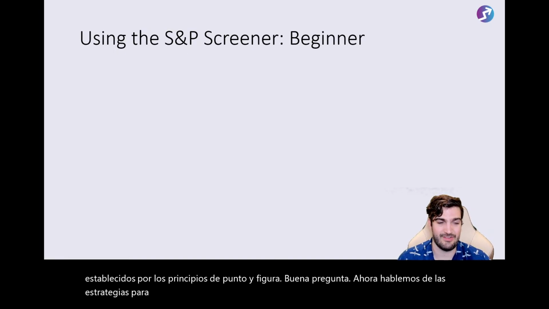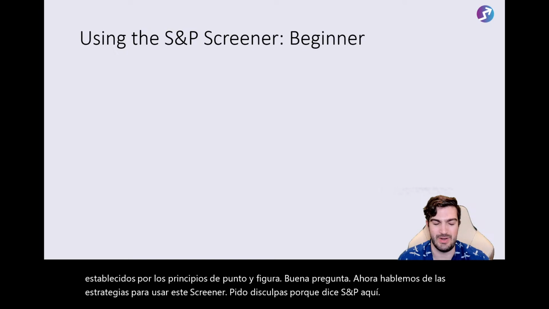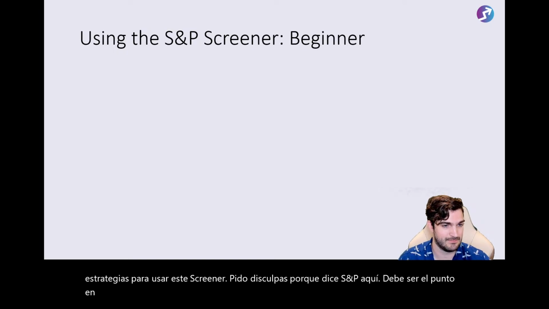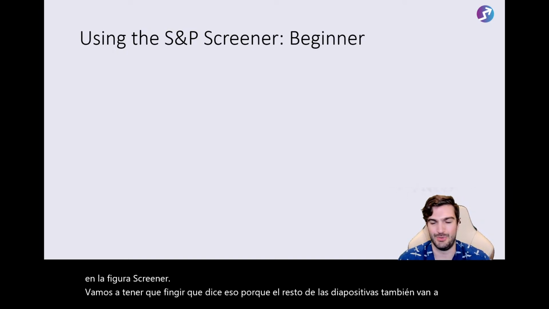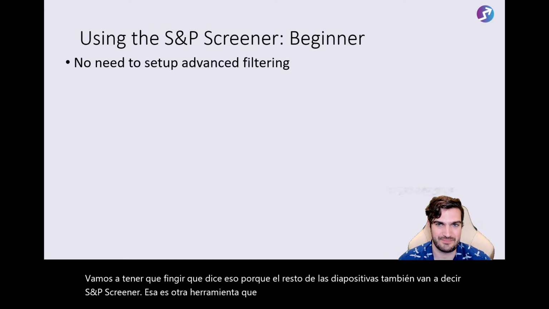I apologize that it says S&P here. It should be point and figure screener. We're going to have to just pretend that it says that, because the rest of the slides are also going to say S&P screener. That is another tool. That is a topic for next week.